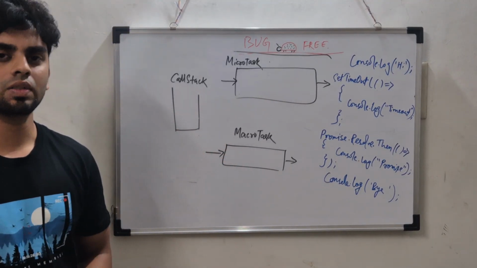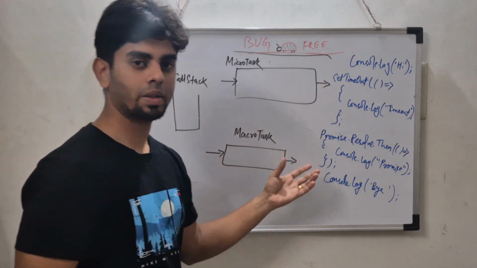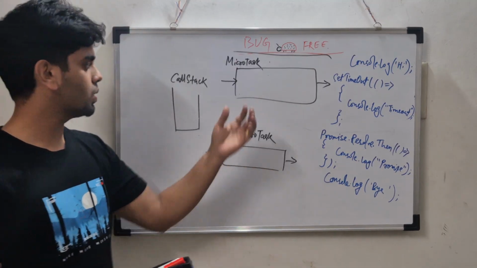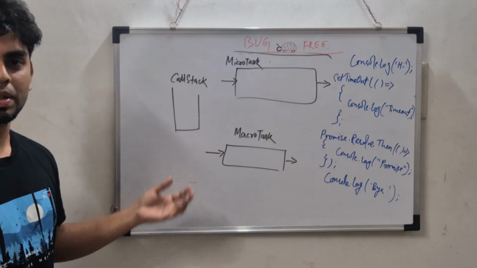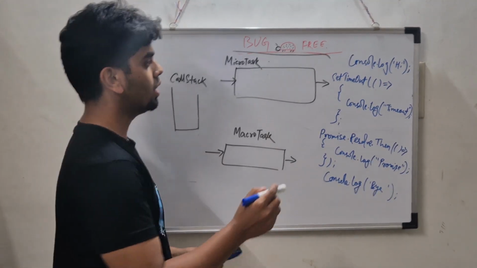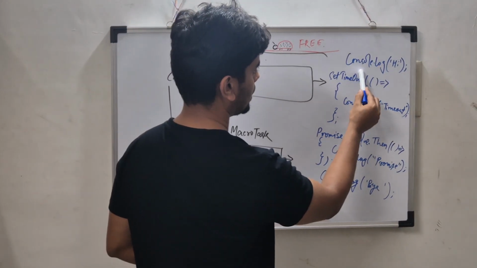Now let's see real-life examples. I have written a piece of code snippet. With this I will explain how things come to the call stack, how things go to the micro task, how things go to the macro task, and how JavaScript handles and executes it. It's a simple code, so you can easily understand.